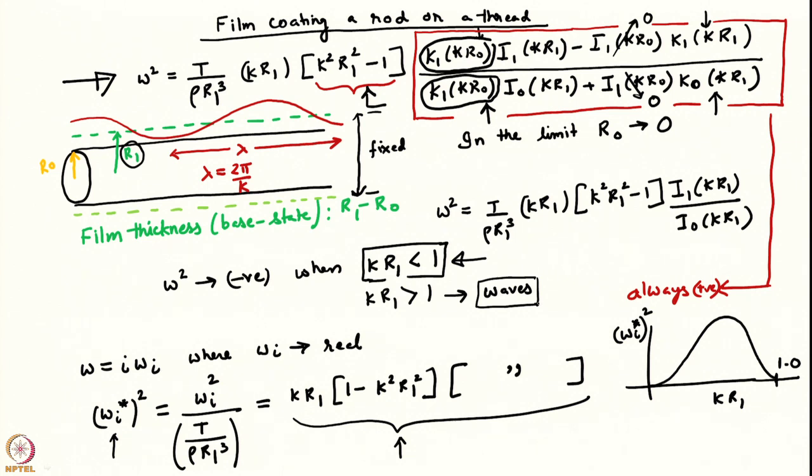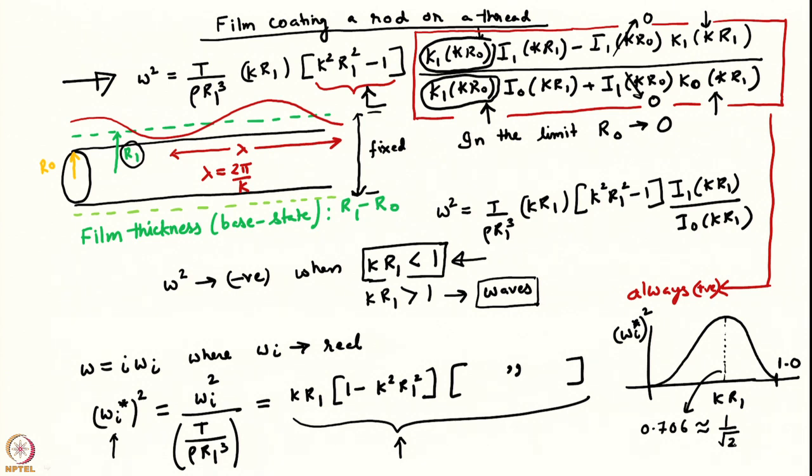Does the growth rate get affected by the presence of the rod? That depends on what is the location of this maxima. Earlier we had seen that the location of the maxima was 0.697. In this case, this maxima is approximately at 0.706, or approximately 1 by square root 2. So it gets slightly shifted. Now this is the fastest growing mode, and so if this film breaks up into droplets, or rather cylindrical droplets which will coat the rod, then this will give us the wavelength of those droplets, or the size of those droplets. This wavelength will be the fastest growing mode.